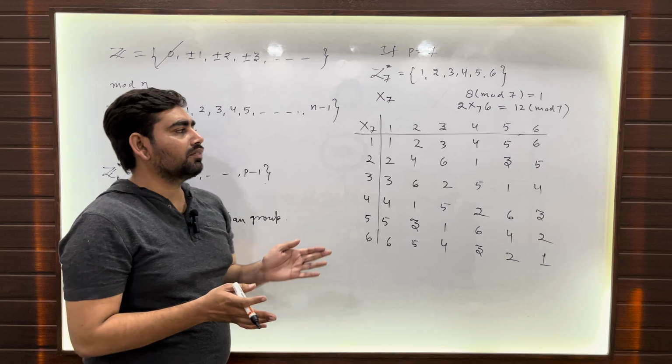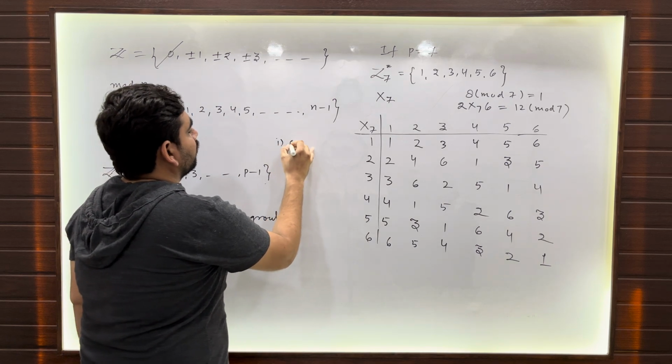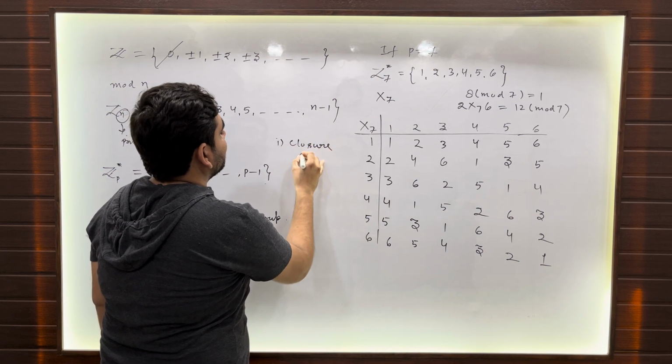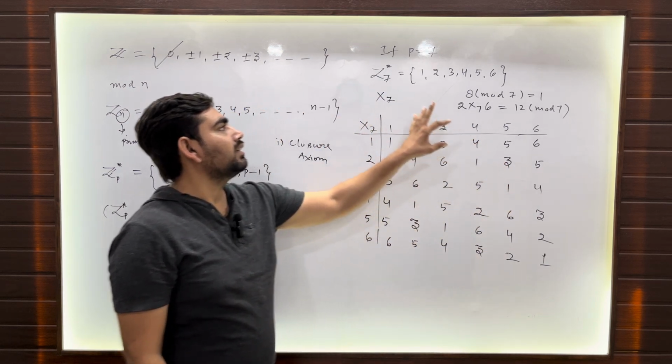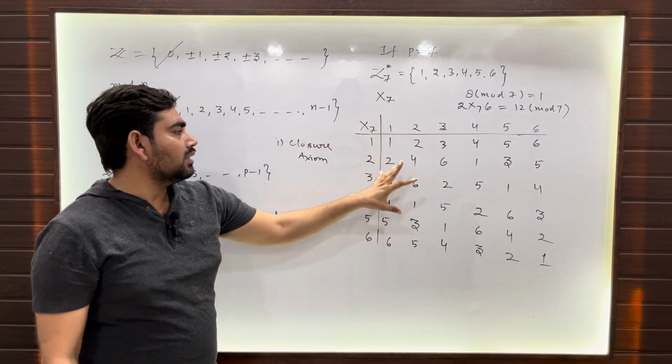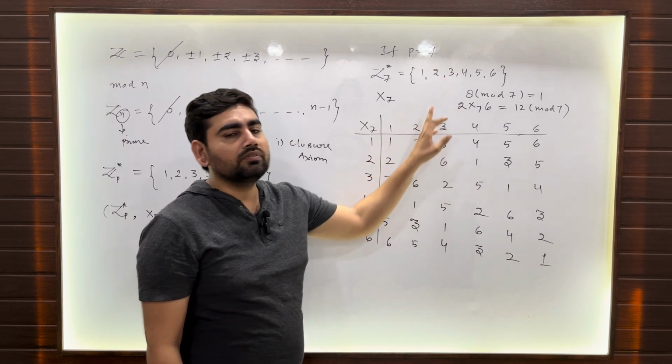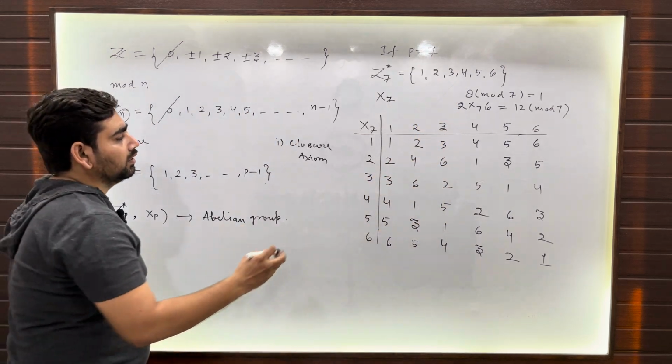Now we can easily observe that the first axiom, the closure axiom, is satisfied since all the elements of the composition table belong to the set itself. No element is from outside this set. Therefore, we can say that the closure axiom is satisfied.